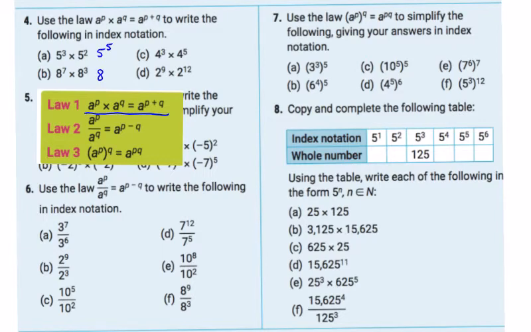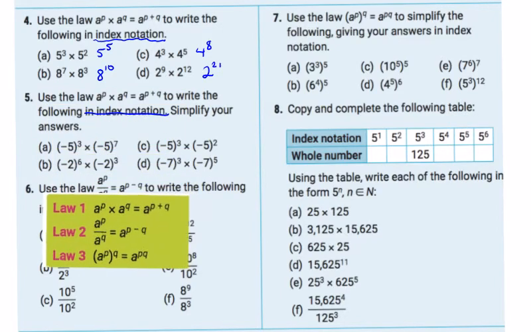7 and 3 is 10. So we get 8 to the power of 10. 3 and 5 is 8. So we get 4 to the power of 8. And 9 and 12 is 21. So we get 2 to the power of 21. And you're just asked to write these in index notation. So we're not looking for the actual answers here.